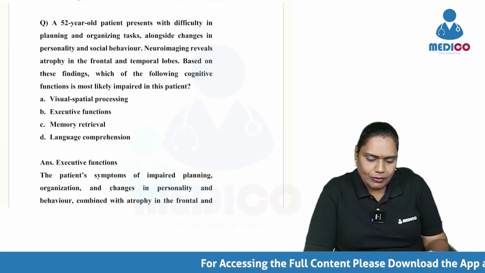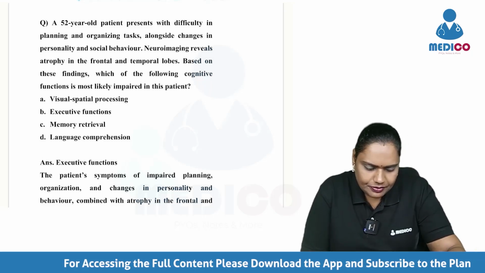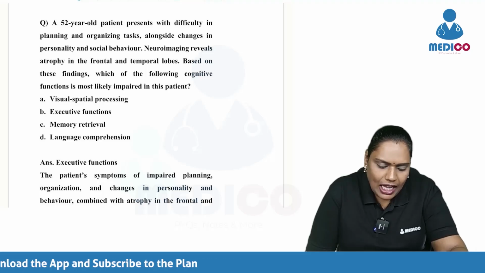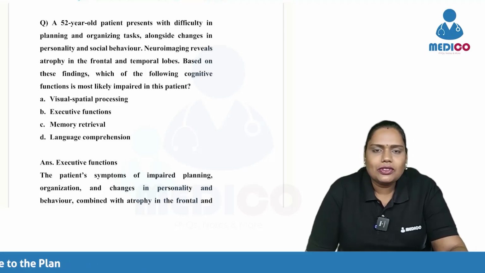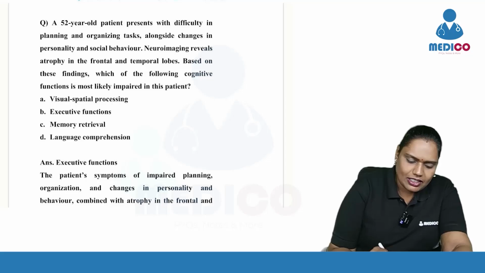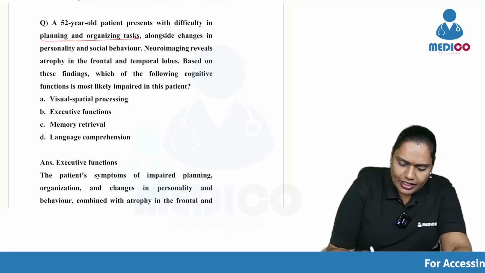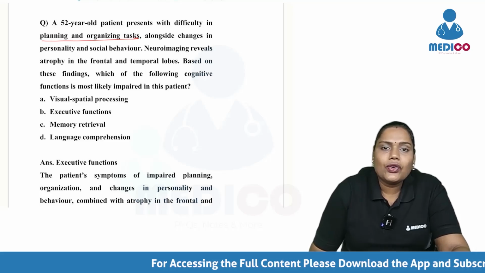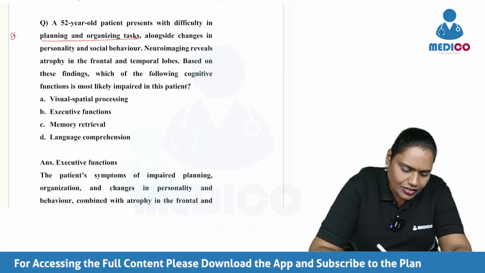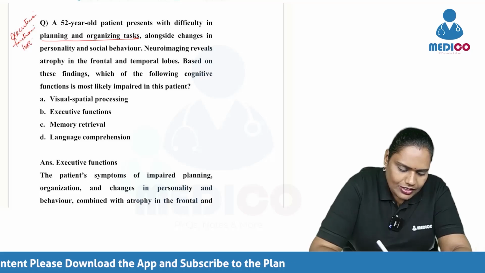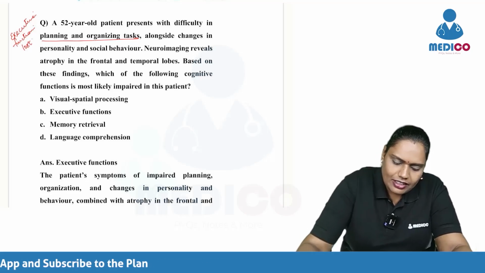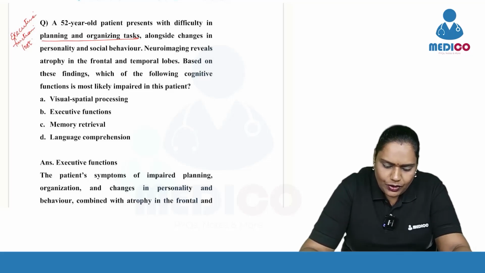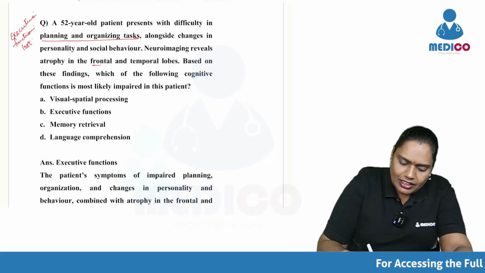Now we have another question. A 52-year-old patient presents with difficulty in planning and organizing tasks. So it's a CNS disorder. The patient has a problem with planning and organizing tasks. Planning and organizing tasks are all called executive functions. So the executive function is lost. Alongside, the patient is also having personality and social behavior issues. Neuroimaging reveals atrophy in the frontal and temporal lobes.